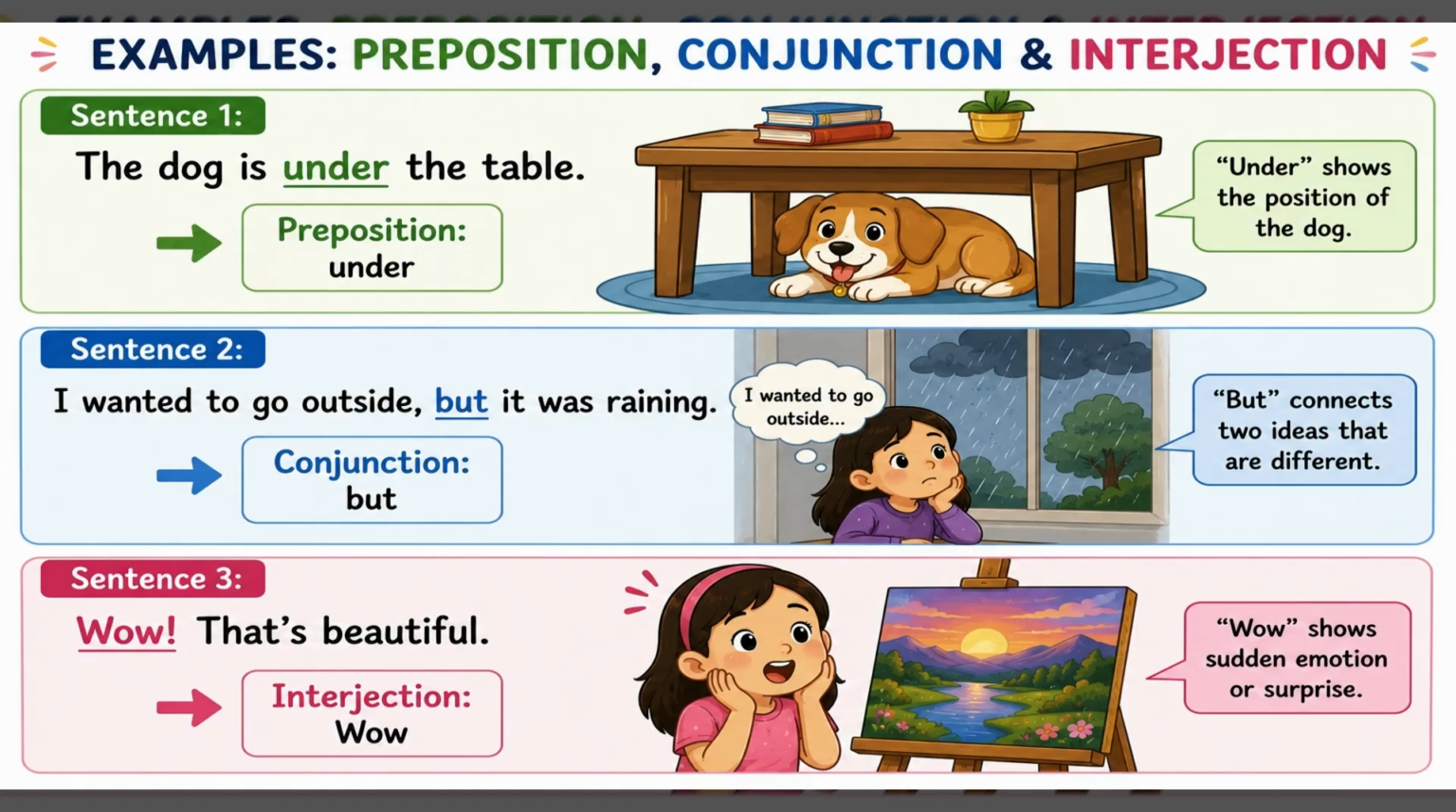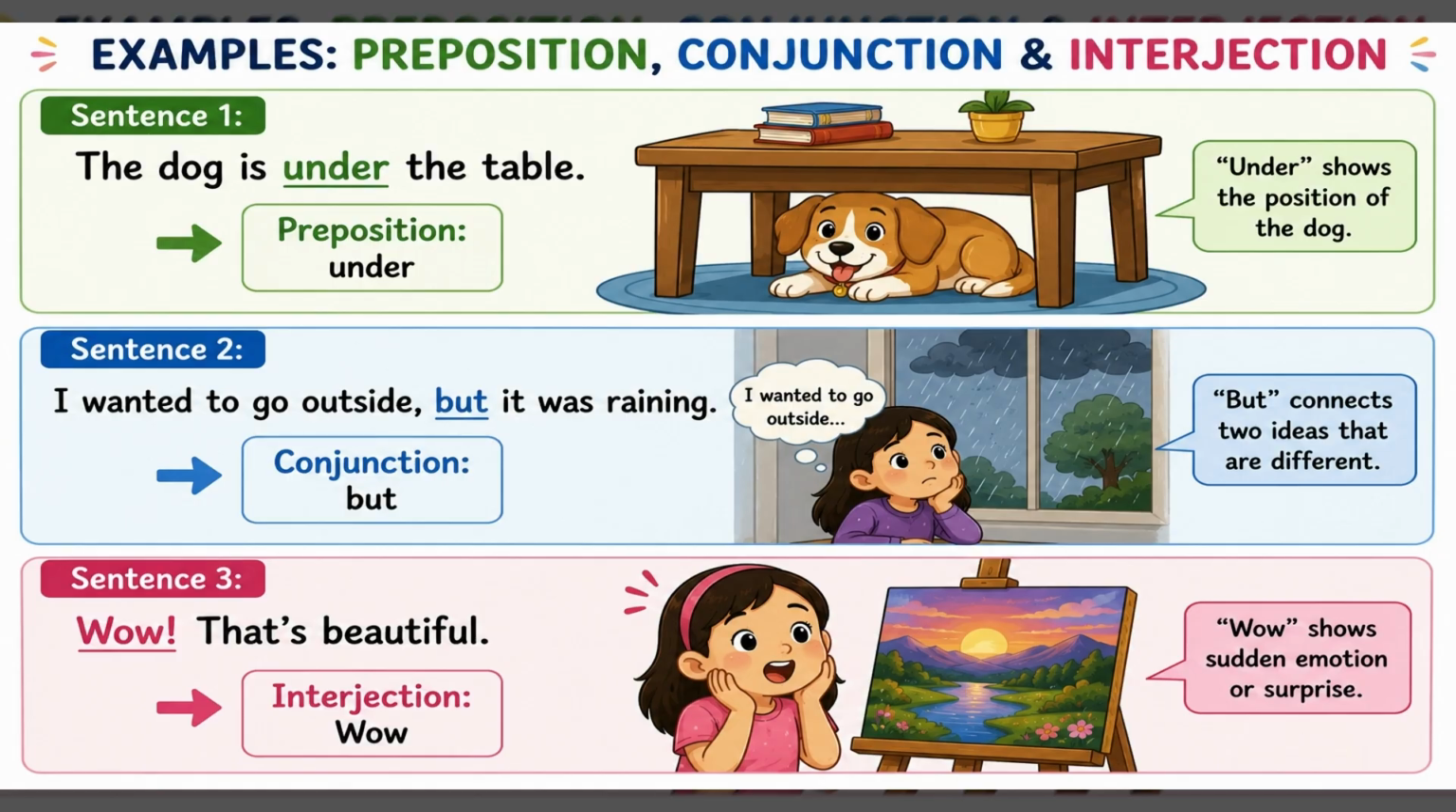Now, can you identify the preposition? Yes, the answer is under. That's right. Under tells us where the dog is in relation to the table, so it is a preposition.